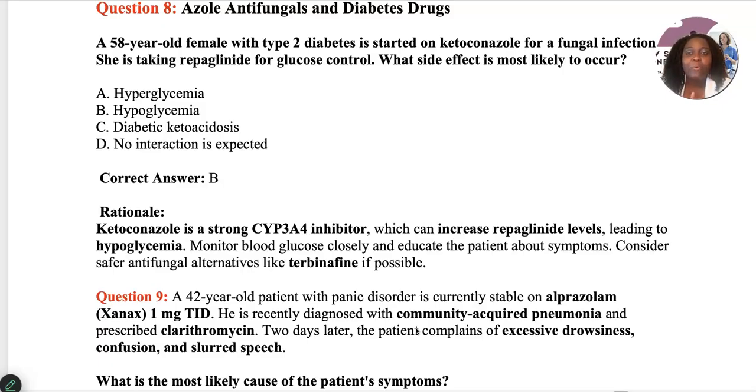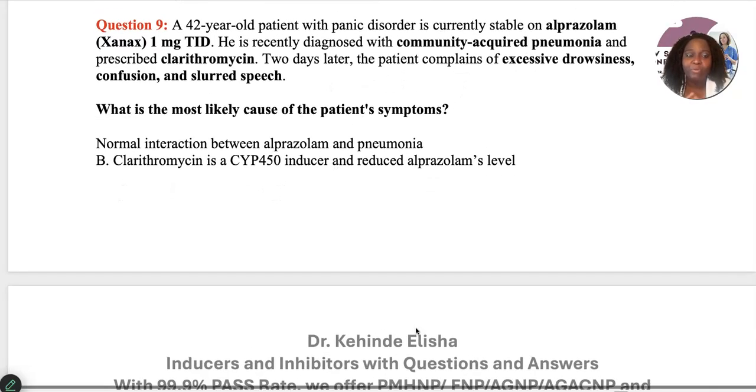A. Hyperglycemia. B. Hypoglycemia. C. Diabetic ketoacidosis. D. Interaction, no interaction is expected. We should know here that the final answer, of course, is B. Based on the explanation, ketoconazole is in fact a strong CYP3A4 inhibitor. It is going to increase repaglinide levels, leading to hypoglycemia. So you have to monitor the blood glucose very, very closely. These are decisions that we have to make as a PRN in real life.